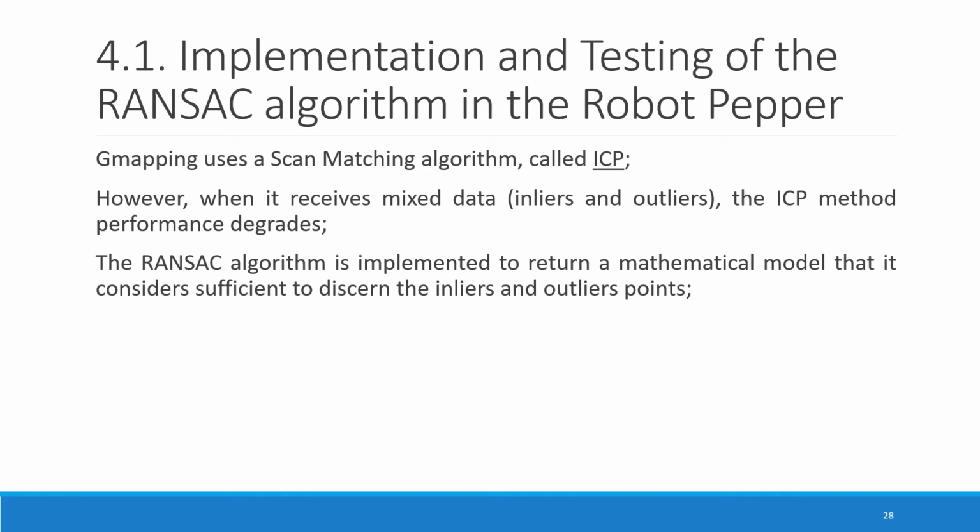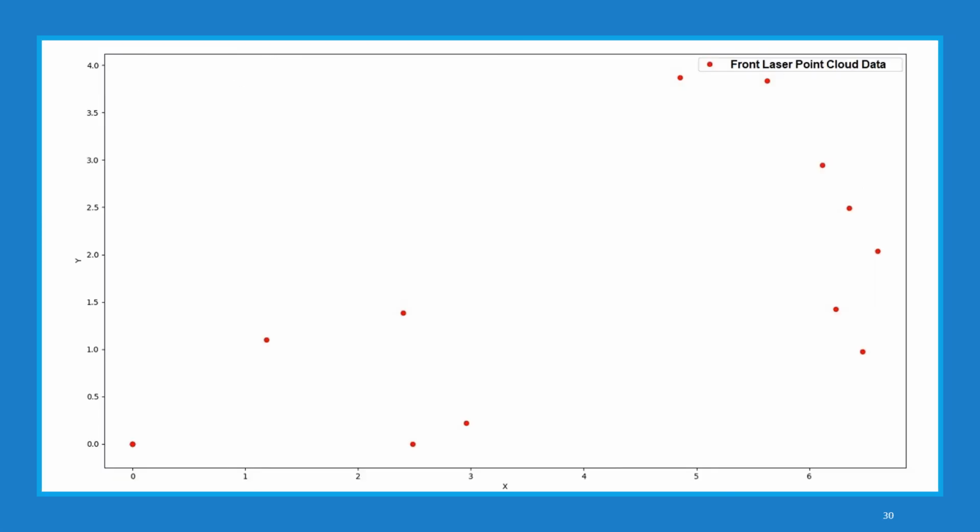The RANSAC algorithm is implemented to return a mathematical model that it considers sufficient to discern the inlier and the outlier points. Points considered inliers are static objects, and outliers are dynamic objects or people moving in the environment. To illustrate how the RANSAC algorithm works, we have here a set of dots from the laser point cloud data.